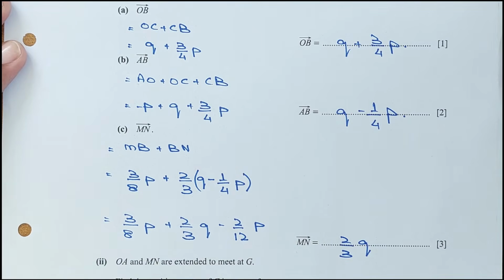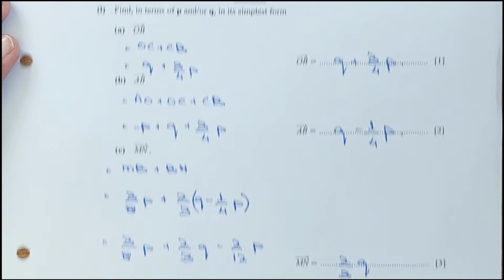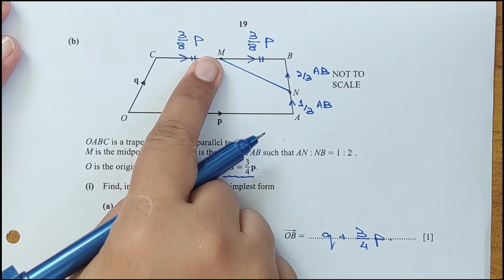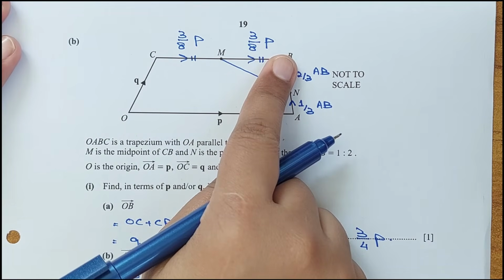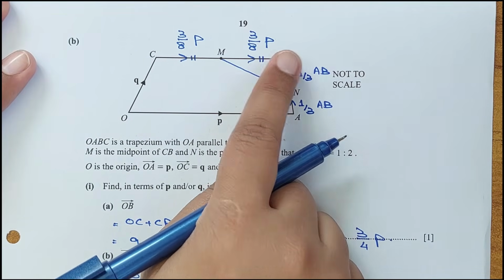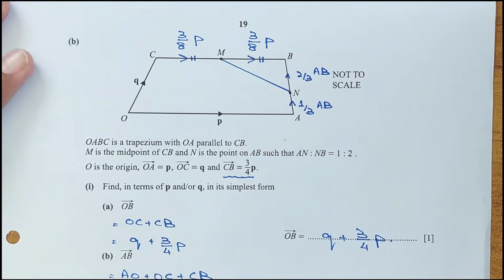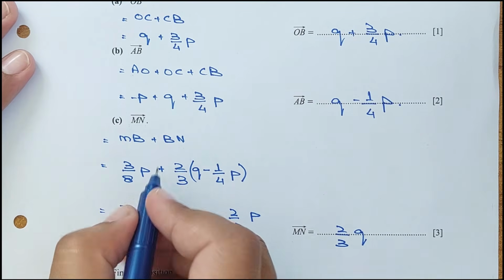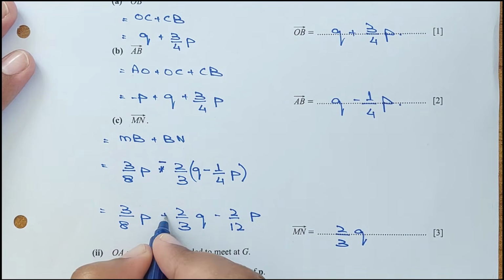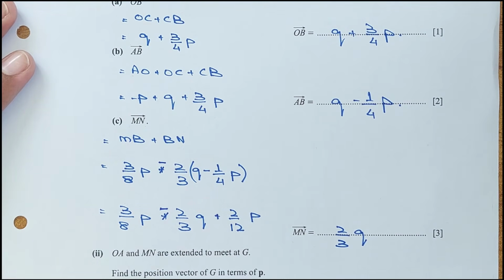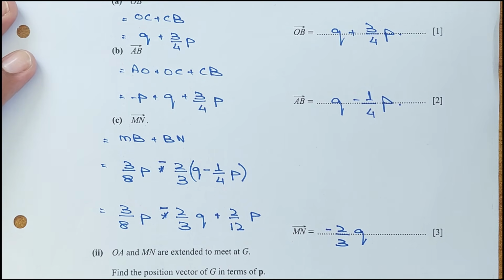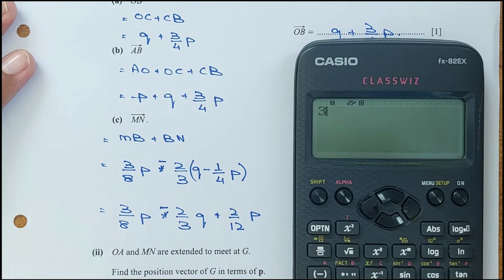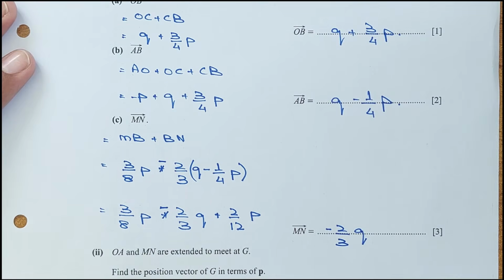Sorry, I made a mistake here. We are moving M to N. M to B is 3 by 8 of P. This is accurate. But B to N is in the direction opposite to AB, so it is minus 2 by 3 of AB. This is minus and this is plus. So minus 2 by 3Q. Right? And let me solve for P. 3 by 8 plus 2 by 12 is 13 over 24 P.